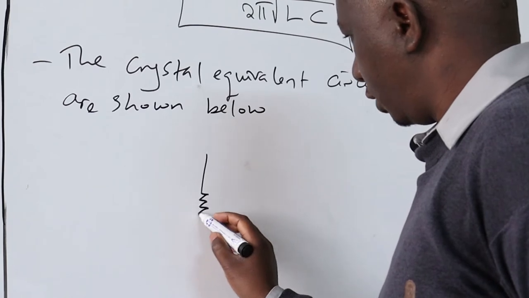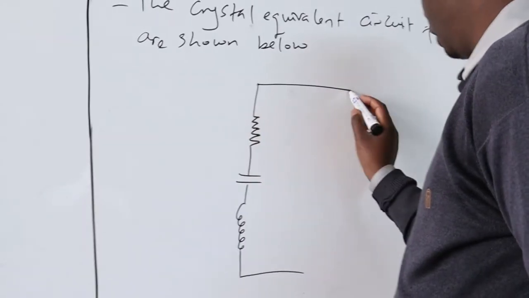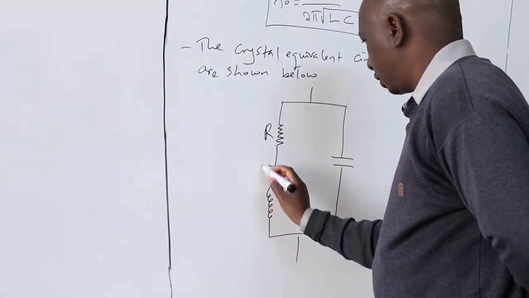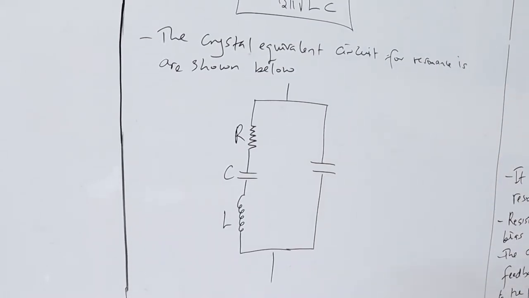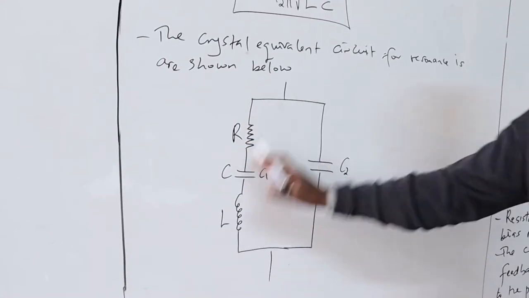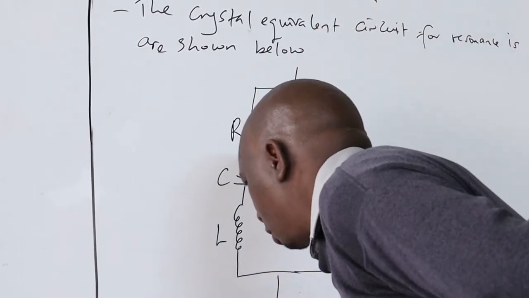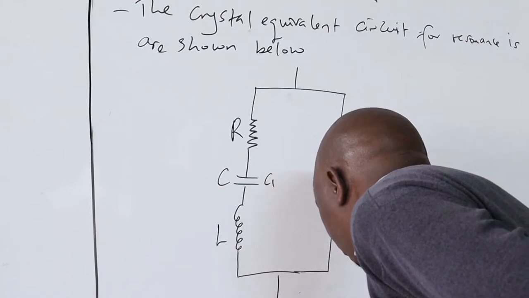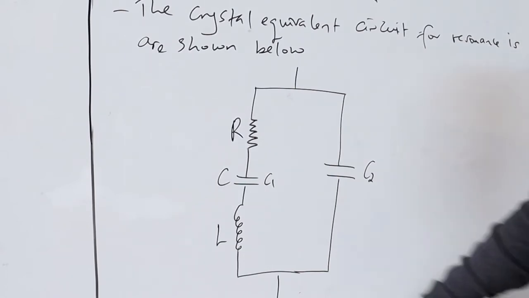So normally we have the resistor, capacitor, and then we have the inductor. All these are connected in parallel with a coupling capacitor. So this is R, C, L. The circuit we have here will provide the resonance, and we know that at resonance, XL is equal to XC. And if you do that, we shall be able to get this formula.